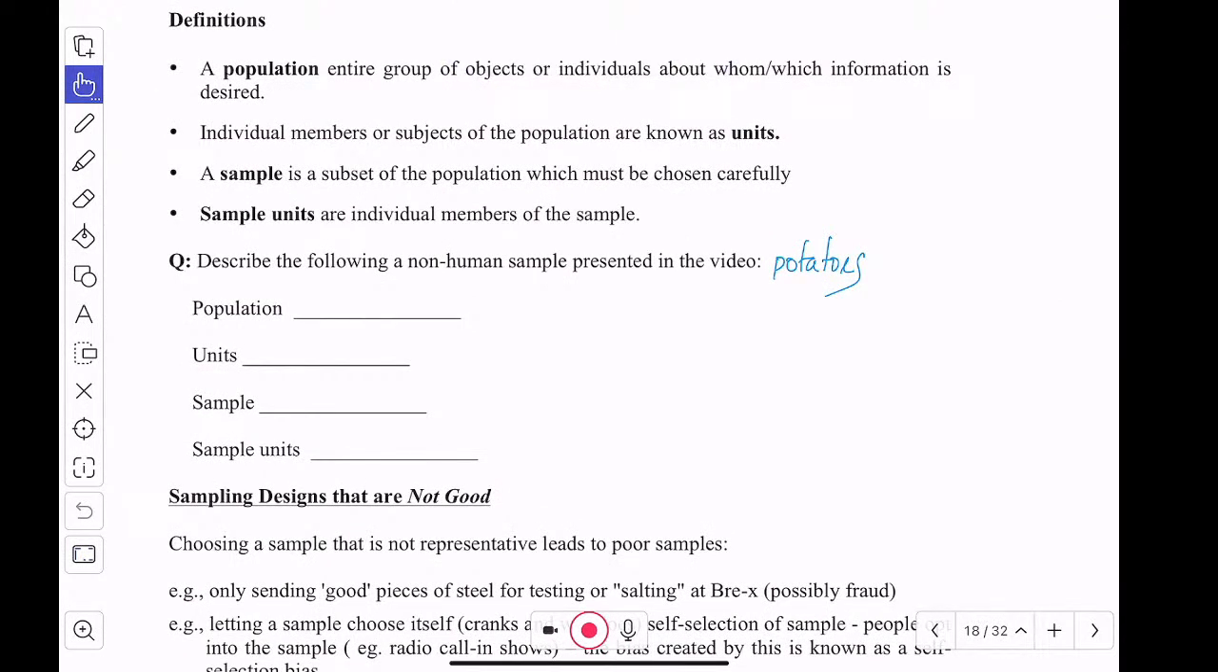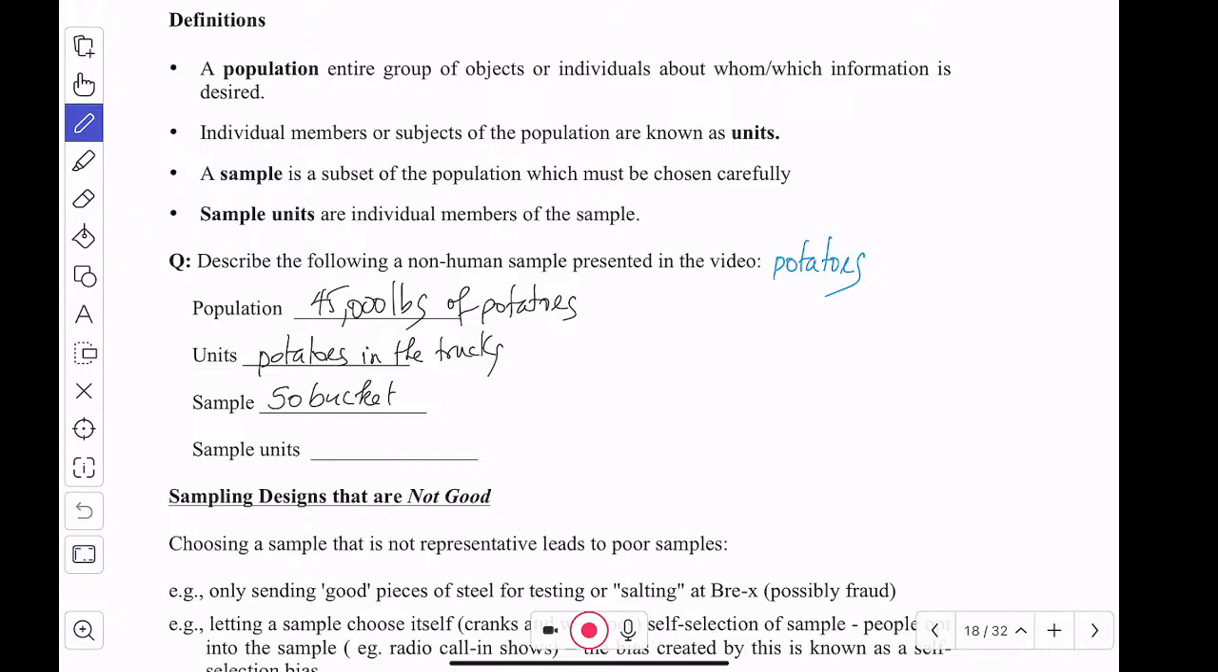So for the potatoes, what was the population? Okay, you guys have it. 45,000 pounds of potatoes showed up. And what were the units? The units were the potatoes in the trucks. And what was the sample? Was it 50 buckets? I think. And the sample units were the potatoes in those buckets.